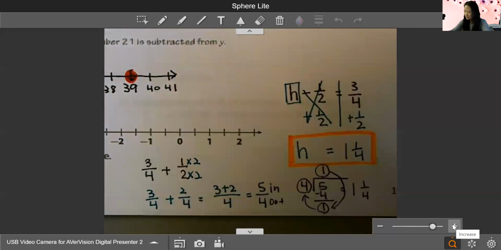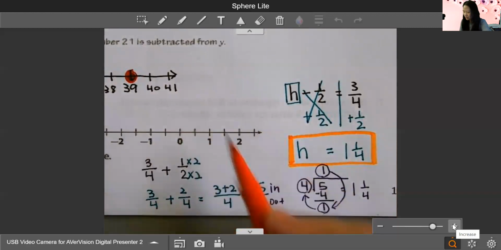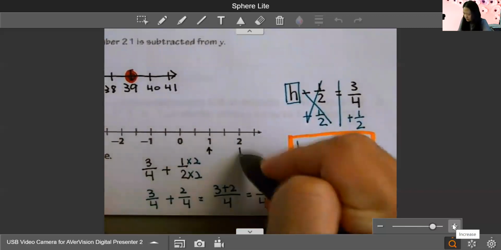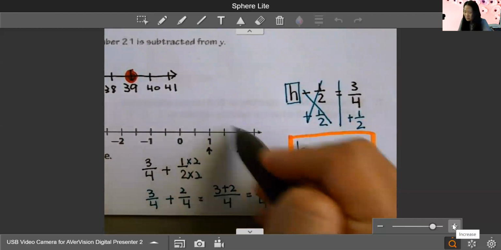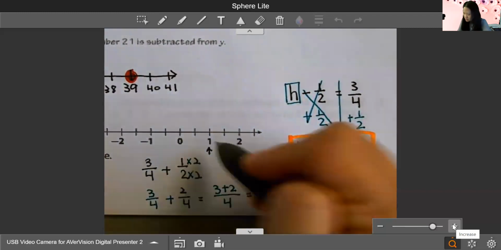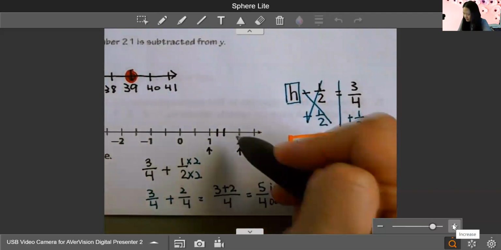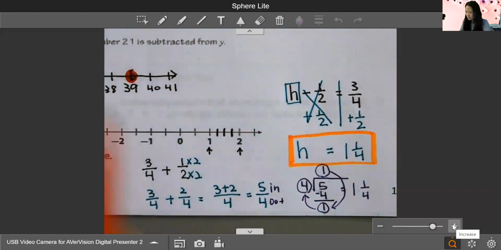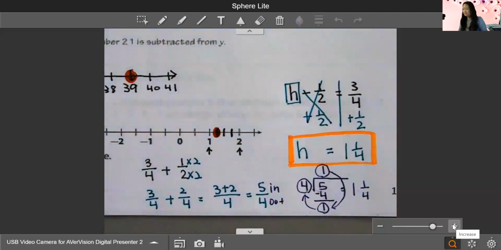Okay, 1 and 1/4 is first of all between 1 and 2 because it's 1 and something. Now, it's 1 and 1/4, so it's between 1 and 2. Think about it like this: I'm going to divide this into 4 equal parts. So here's 1, here's 1 and 1/4, 1 and 2/4 or 1.5, 1 and 3/4, and then there's the 2. So 1 and 1/4 would be this one right here. And that's the solution.